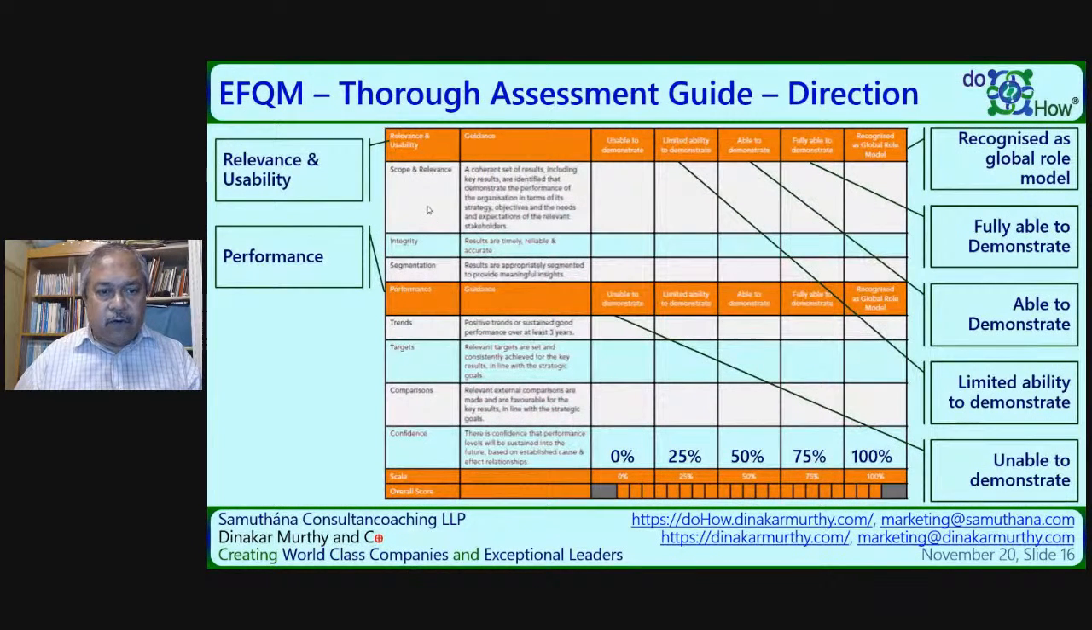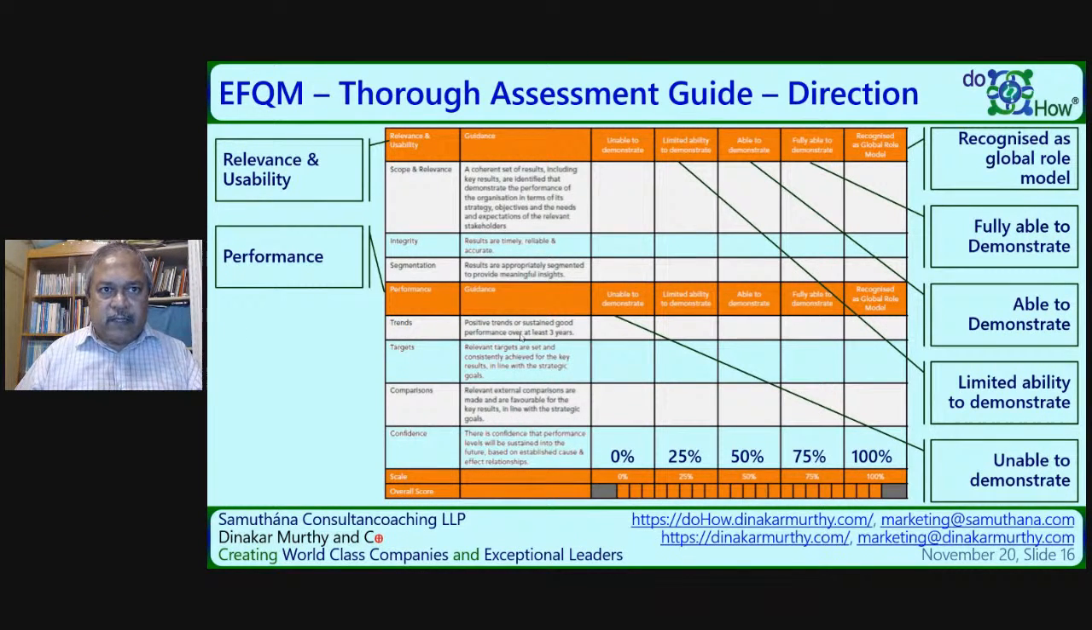Similarly, for results, we would look at relevance and usability of the metrics, whichever they are measuring, and the performance of those metrics: scope and relevance, integrity and segmentation, and in terms of performance, trends, targets, comparisons, and confidence. Whether we have, as an assessor, confidence that the same thing will repeat in the future. It's not about predictability, but a gut assessment of the ability of the results to be predicted in the future based on the stability of the past.